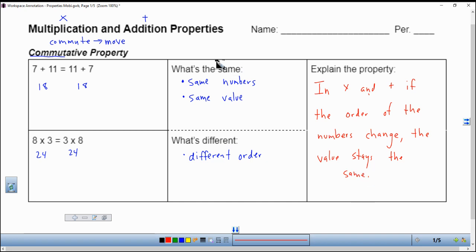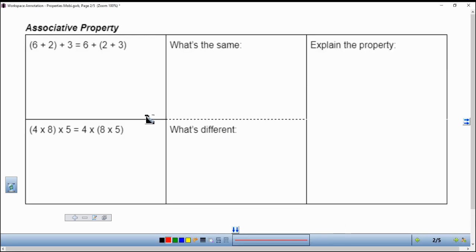So for example, if I had 15 times 23, without even figuring out the answer, I know it's the same thing as 23 times 15. So I know that these two are equivalent, and I know they're equivalent because of the commutative property. When you change the order of the numbers with addition and multiplication, the value doesn't change. All right, so that's the first one, commutative. Commute means to move. The next one's called the associative property.